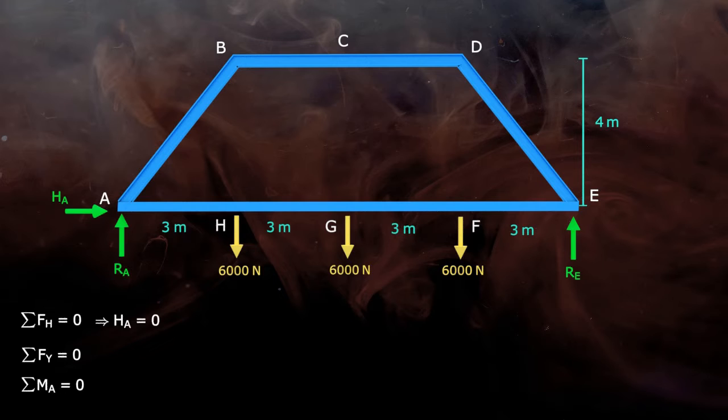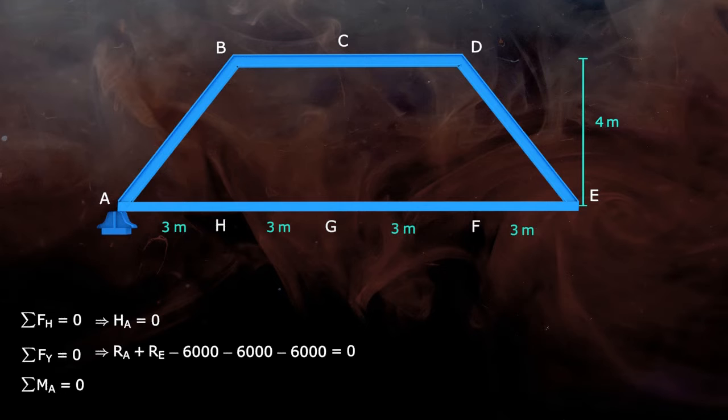Now, sigma FV is equal to 0. Forces in the upward direction will be positive, so RA plus RE, and all the external forces acting on joints H, G and F will be negative, and this is equal to 0. We don't know the value of RA or RE yet, so move to the next condition, that is sigma MA equal to 0. We know that moment is force multiplied by distance.